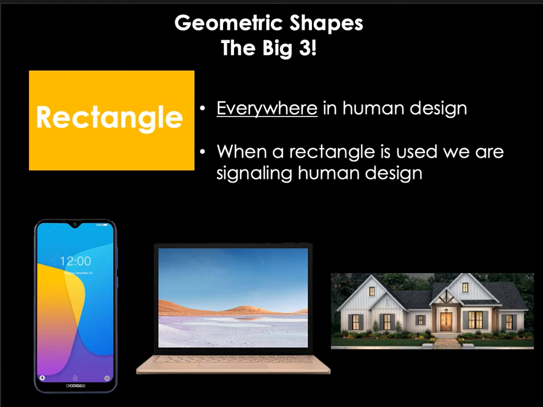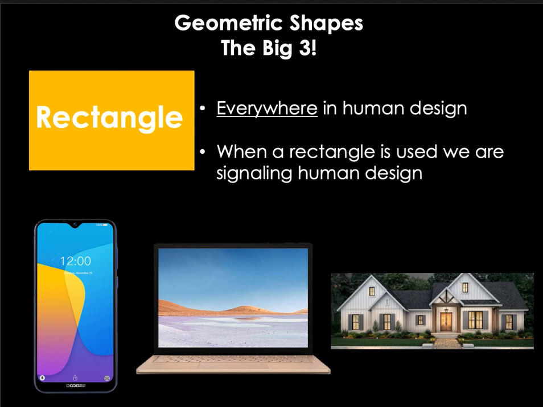And lastly, the rectangle. And this one is the one that is everywhere in human design. When you see a rectangle, it's usually signifying a human design. Think of it. It is everywhere in your life. Your cell phone is a rectangle. Your computer screen, your windows, your doors, everything. Your walls, these are square or rectangle. A square is just a version of a rectangle.